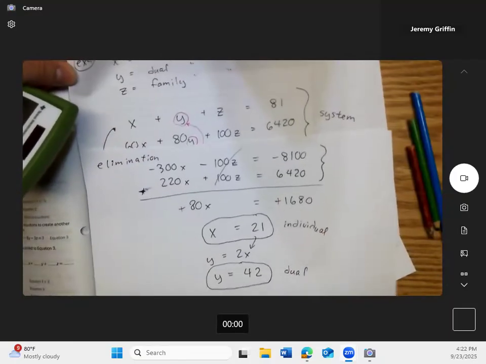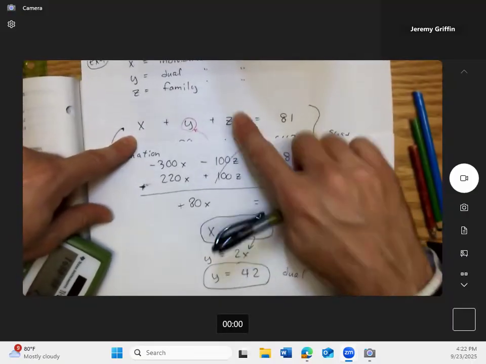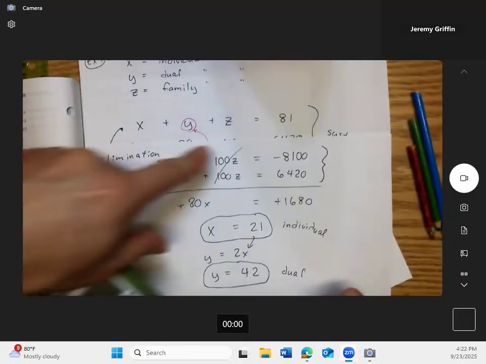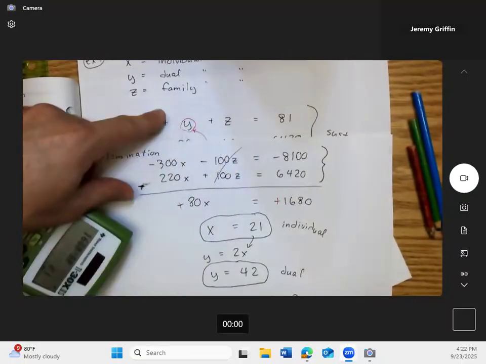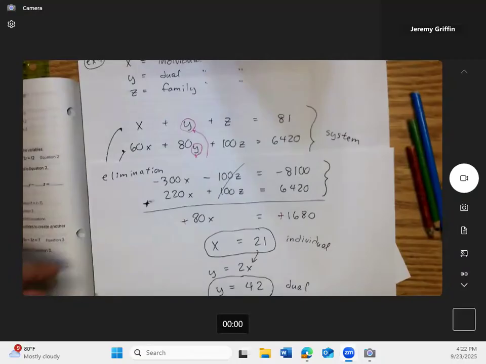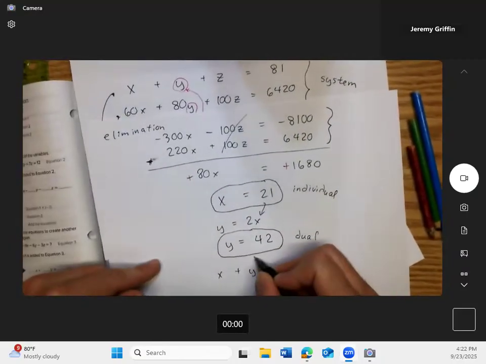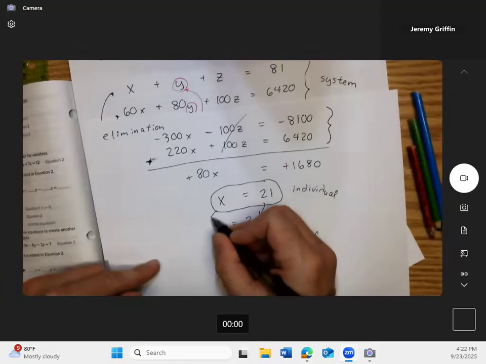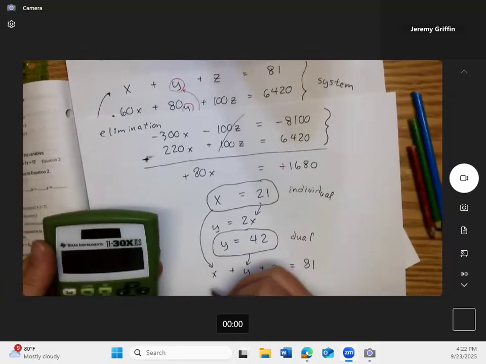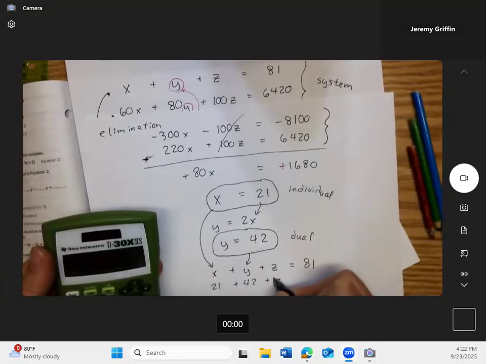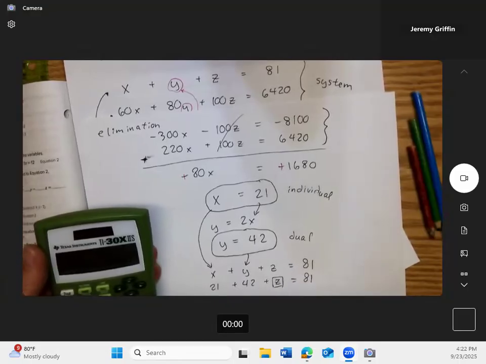And I think the easiest way to get that is from this condition right here. I got x plus y plus z. Remember the total memberships was 81? Okay. You could go through the pricing system. That would be okay too. That would also get it for z. But I think this is more straightforward. So I know y is 42. I know x is 21. So I got 21 plus 42 plus however many family memberships has to add up to 81 memberships.